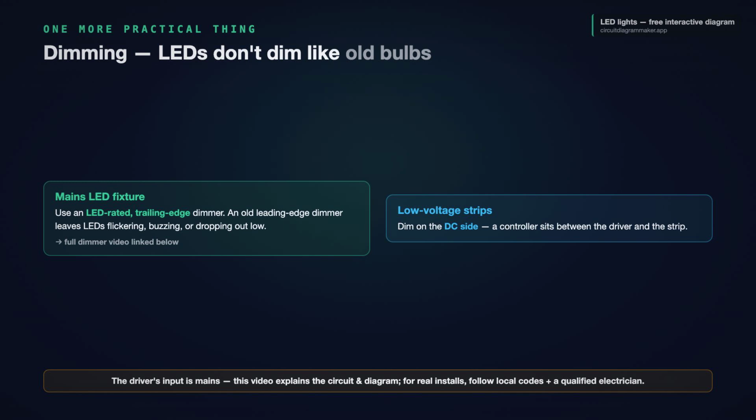And one safety line, because the driver's input is mains. The low-voltage side is gentle, the input side is not. This video explains the circuit and the diagram. For real installations, follow local electrical codes and use a qualified electrician.